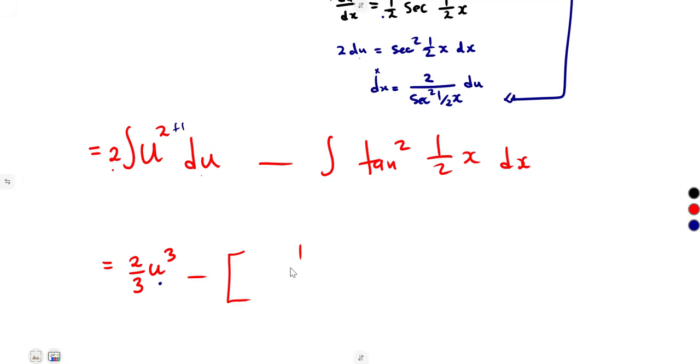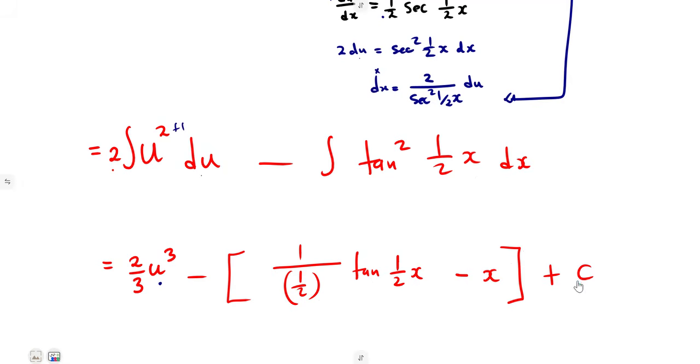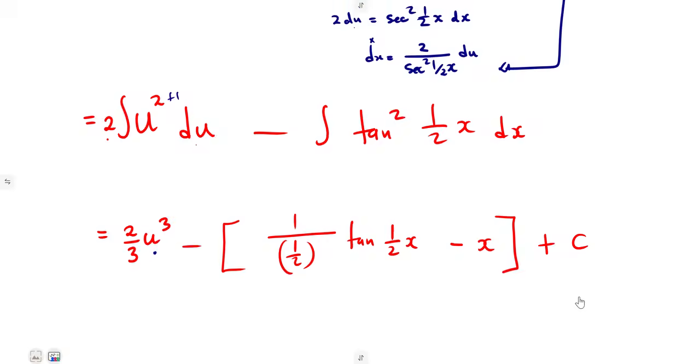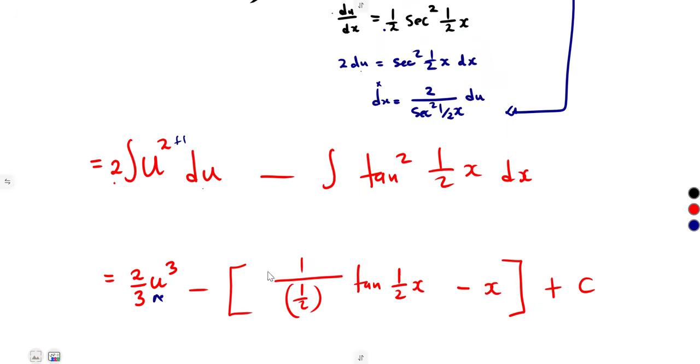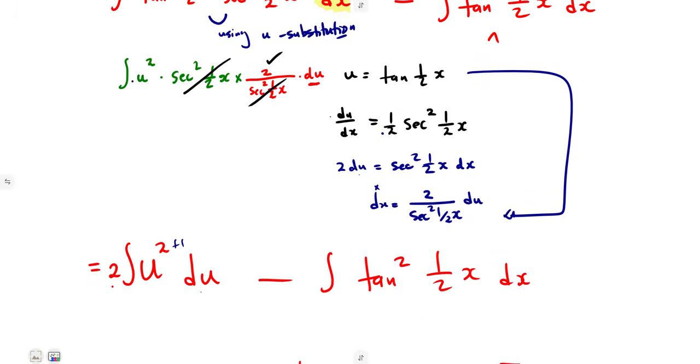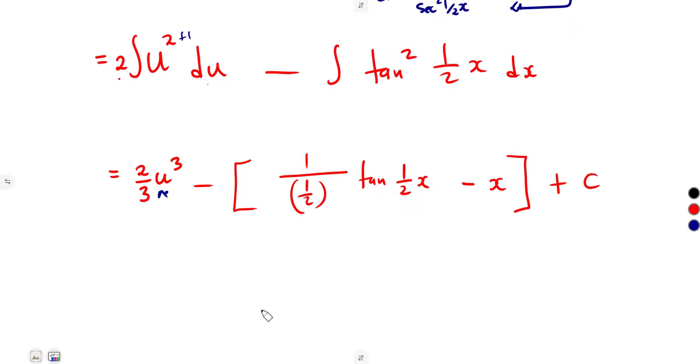This whole thing is going to give us 1 over our a, which is 1 over 2, tan ax, which is tan half of x as it is, minus x. So that is the whole integral plus the constant of what? Integration. So that is it. So we can simplify this substituting our u. Remember, this is u, which is not part of our question. So let's take back our u, which is the tan of half x. So that was going to give us 2 over 3, and that's tan half of x to the exponent of 3. So that's to the exponent of 3 like this.